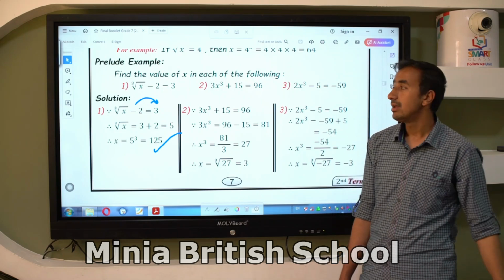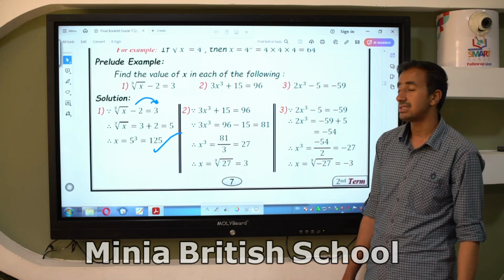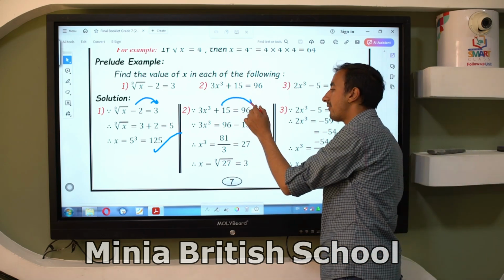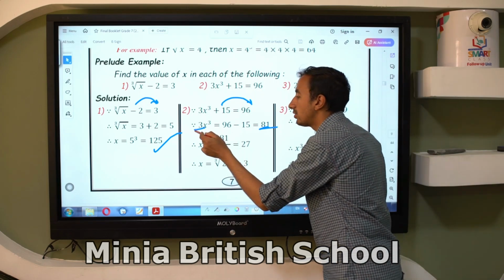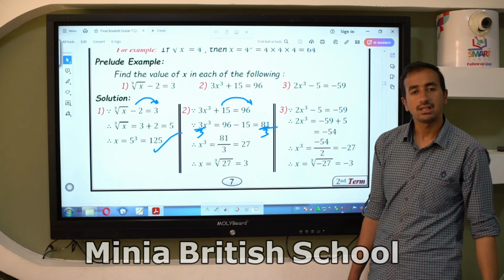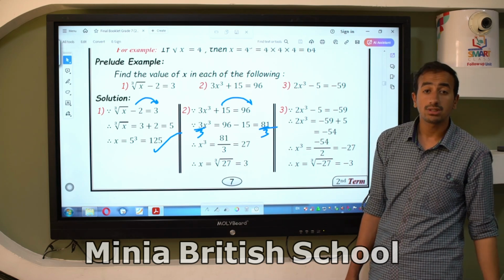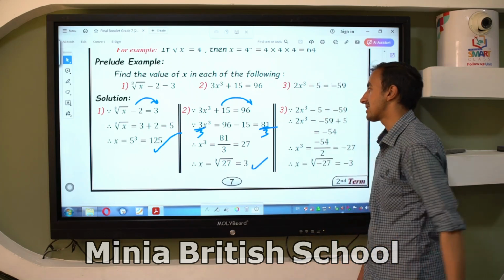Then number 2: 3x power 3 plus 15 equals 96. So 3x power 3 equals 96 minus 15, which equals 81. I can divide by 3 because I want to find x. Here x power 3 equals 81 divided by 3 equals 27. So x power 3 equals 27, x equals cube root 27, which is 3. Excellent.